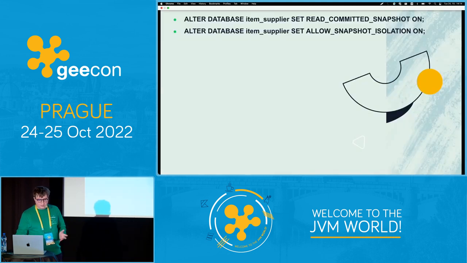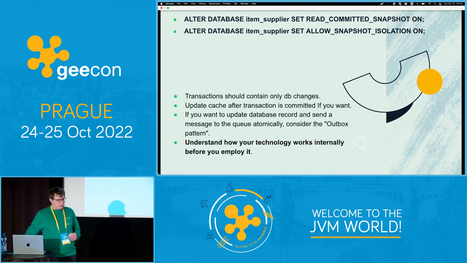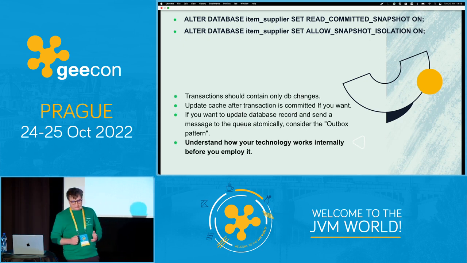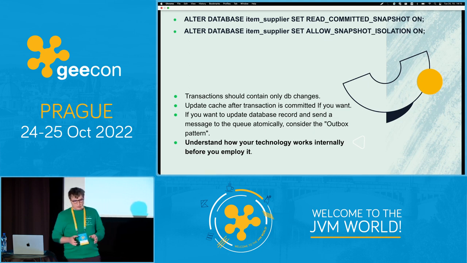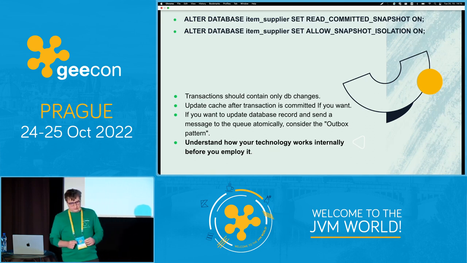The quick fix was we enabled snapshot isolation level in MS SQL Server, and the proper fix was we had to change the logic in the code. So, rules of thumb. The transactional annotation should be in your code only on DB changes. If you want to update the cache, do it after your transaction is committed.